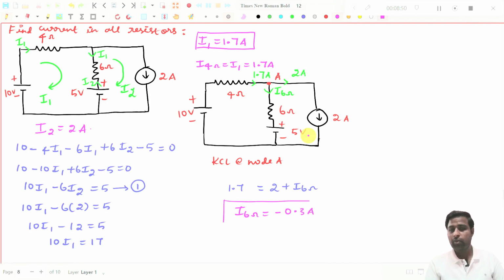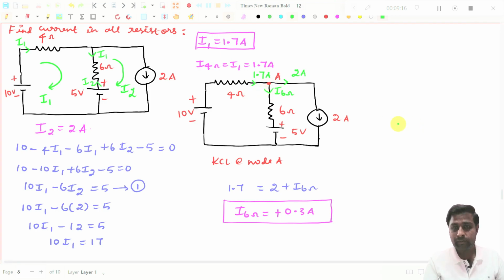Right? So if I get a negative answer, that means the current direction, whatever direction you have assumed here, is wrong, because I am getting a negative value. So what you have to do? Simple. You put plus, no problem. Then you reverse this current direction, which means this is wrong. This will be like this, and this value will be 0.3 amperes. That's all. That is how you need to reverse the current direction, because everything is assumed by us.